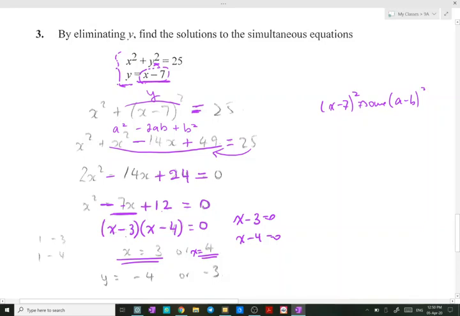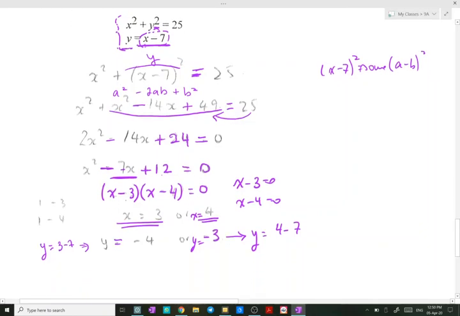Now when x is 3, you replace it in the second equation, you're going to get y equals 3 minus 7, so y is equal to minus 4, and in this case y equals 4 minus 7, which is equal to minus 3. So the coordinates that satisfy both equations are (3, minus 4) and (4, minus 3).